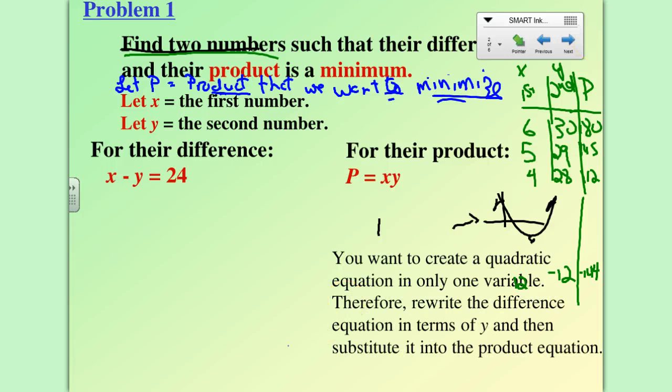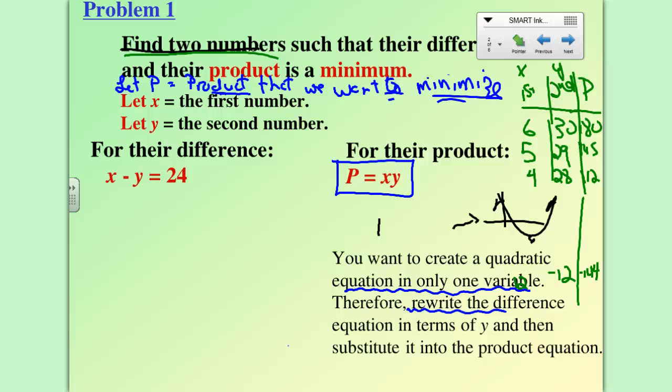Now, anytime you have an equation, don't look at the little parabola hanging out there. That'll come into play in a second. So my product is P, x is my first, y is my second. My quadratic equation is this right here. But it's kind of useless because you need to create a quadratic equation with only one variable. So you have to rewrite it, and you have to use the other stuff you know.